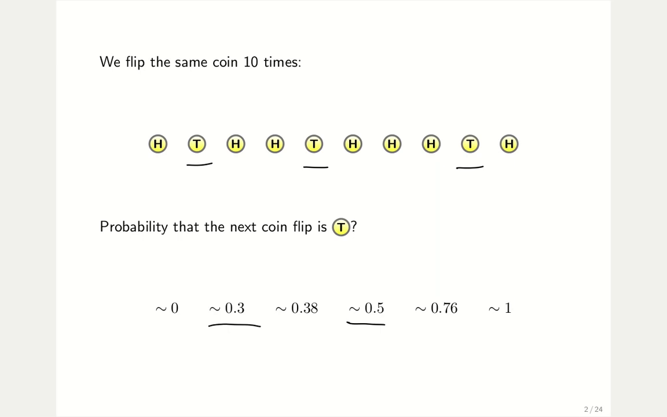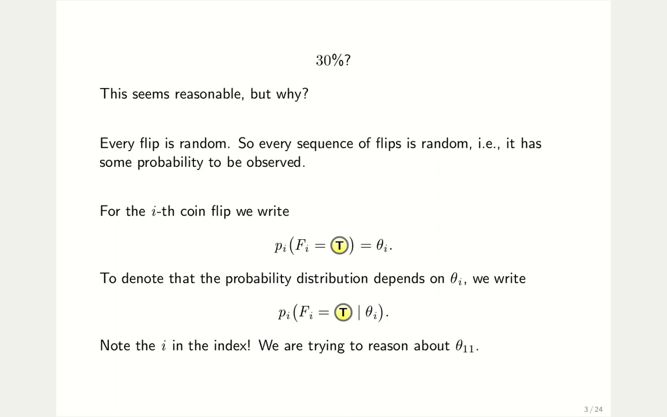Now, the question is, can we, in some more rigorous sense, give an argument as to why one of these choices or any other choice is reasonable? And this is the question that this lecture or this video is going to answer. So by looking at the data at hand, the flips we observed, we found that 30% might be a reasonable choice as the probability for the next flip being tails. It seemed reasonable, but we cannot really argue why yet.